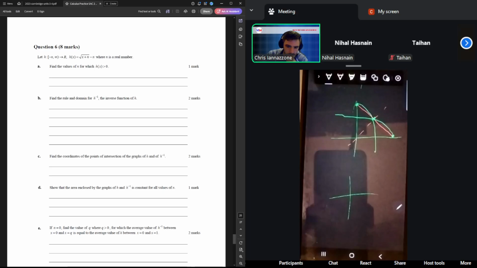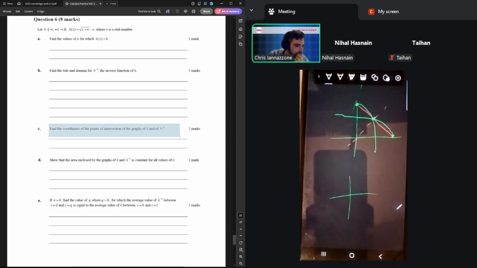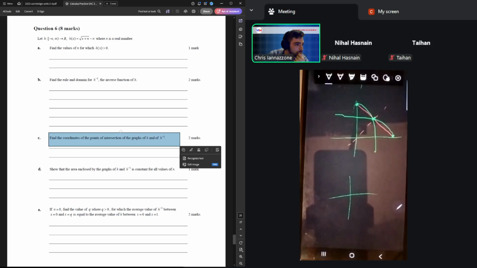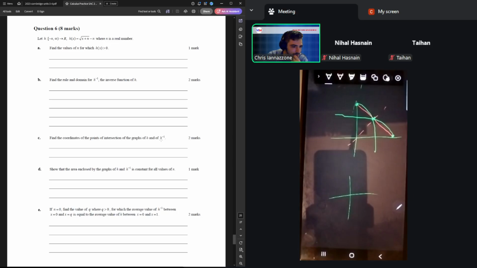Okay, cool. Next up, part C. So go back to the original functions that we had in the question. We had the square root again, finding the coordinates of the intersection between h and h inverse. So this is more or less what we were trying to discuss, which is, can there be additional intersection points that don't exist along the line y equals x?